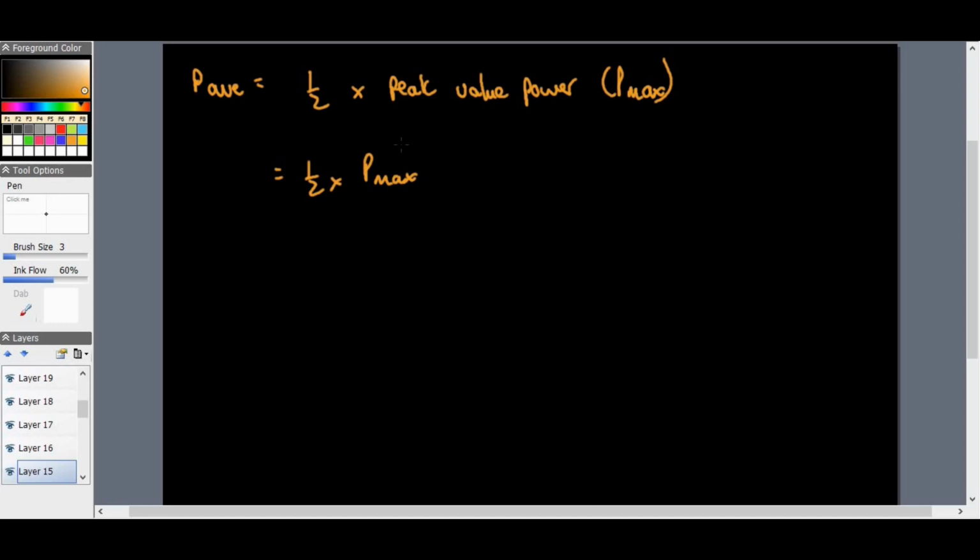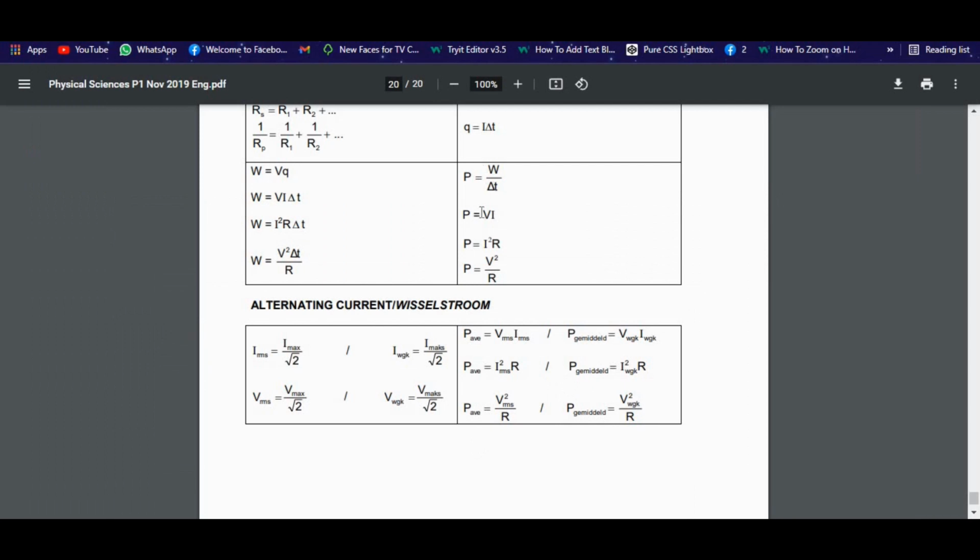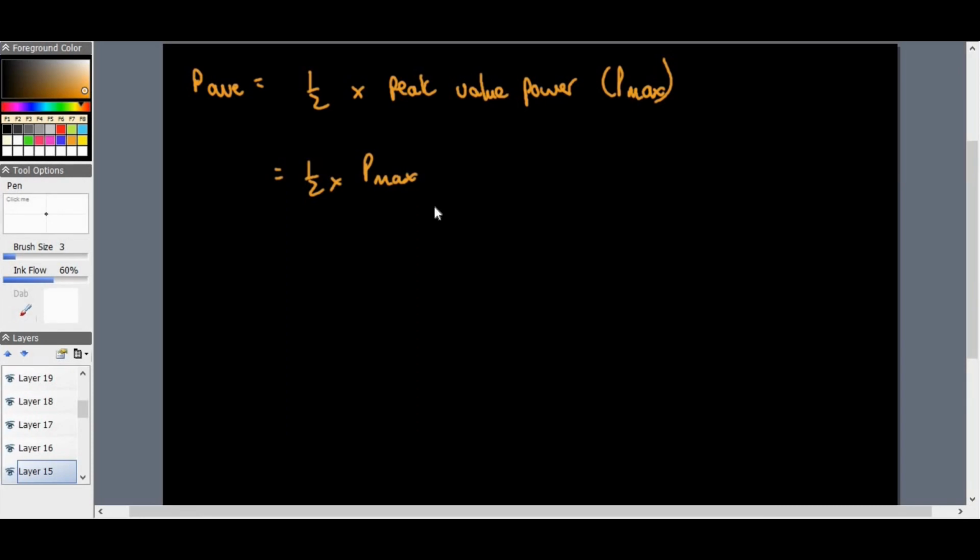Because power, if you look at the formula again, is equal to V times I. So that means P average must equal a half times P max, and P max must equal V max multiplied by I max. Now we do have formulas for both of these, right?